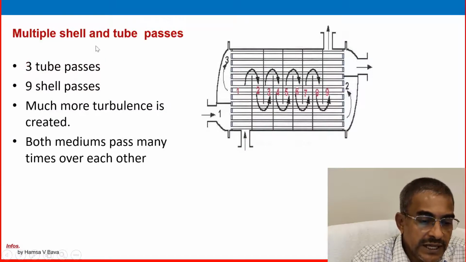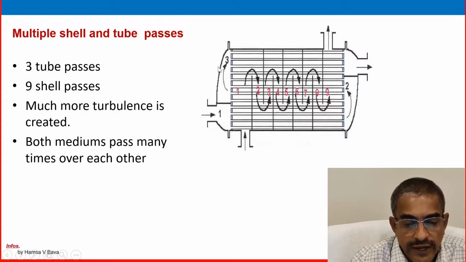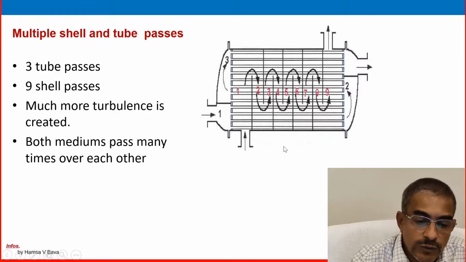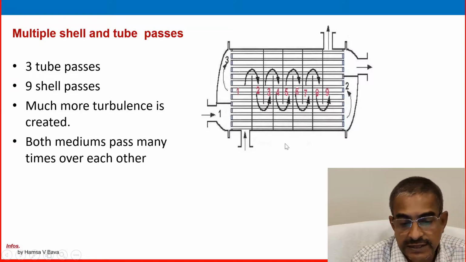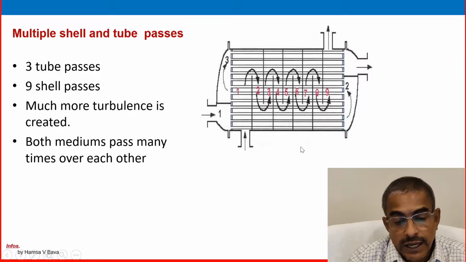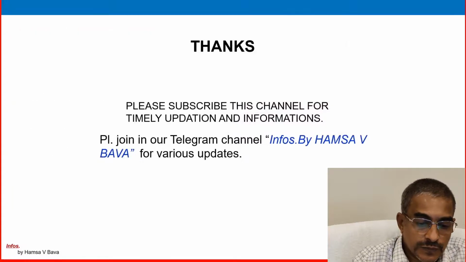So multipass is there on both shell side and tube side. 3 tube passes and 9 shell passes are there: 1, 2, 3 in the tube side and 1 to 9 in the shell side passes. So both media pass many times over each other. Remember, shell and tube fluids are not mixing in a heat exchanger at all. Mixing is not possible and not advisable; mixing will damage the entire heat exchanger process.